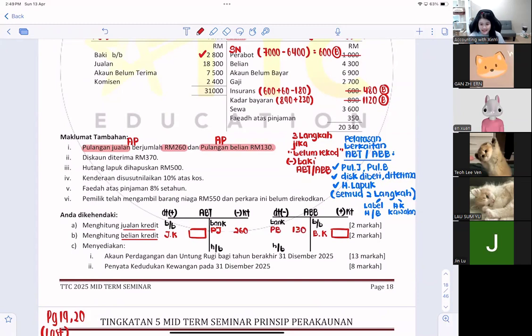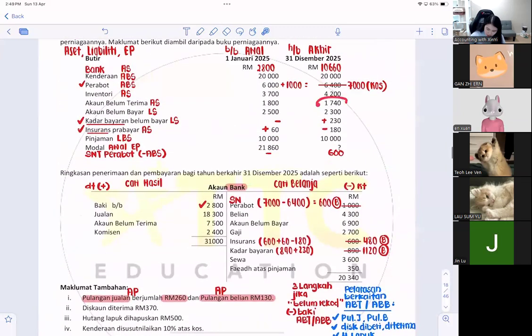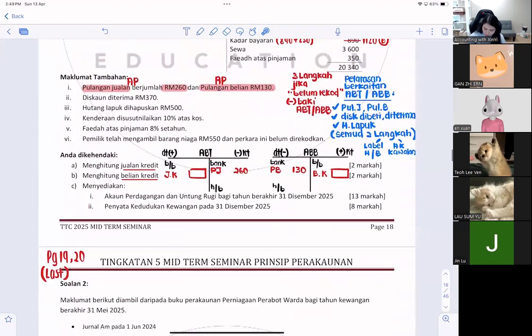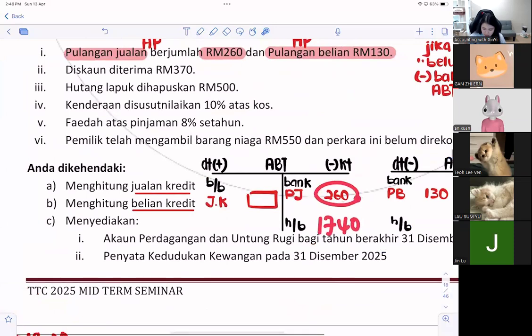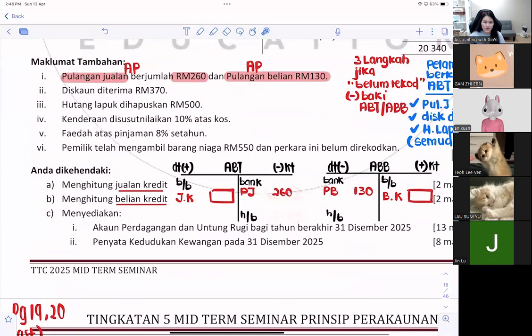130. Yeah, so the reason why we no longer adjust the baki HP is because assuming that now ABT show us 1740 for baki HP, we're trying to prove that the reason why the baki is 1740 is because in between they have deducted this before. So we just need to put it into kawalan, that's it.